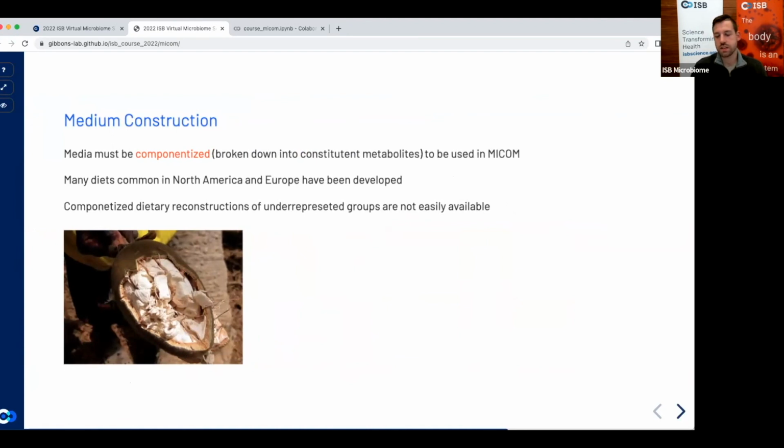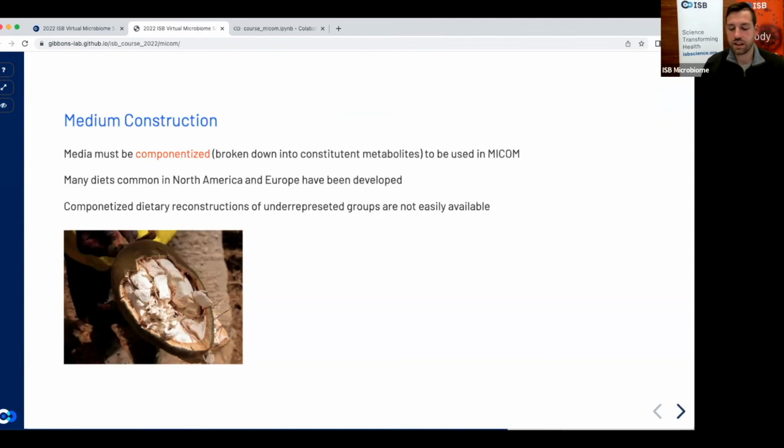Okay, so to use a medium for a growth simulation in Mycom, the medium must be componentized. So what does that mean? That means it needs to be described by its constituent metabolic components. We can't yet say that this person just ate a banana. We rather have to determine what metabolites are in the banana and then add those metabolites to the medium individually. Componentizing media itself is a pretty laborious task, and it requires determining the constituents of various food components present in the diet and then adding them in the proper amounts.